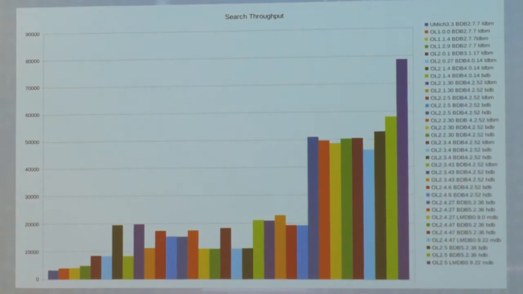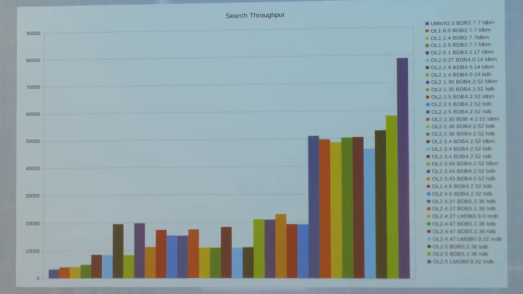Just to give you an idea of where things started and where we are today: on the very far left is the original UMich 3.3 LDAP code, and on the very far right is the current 2.5 code that's in Git master. The scale of magnitude from there is actually 100 to 1. On the far left, we're doing 60 milliseconds per search, and on the far right, we're doing 0.6 milliseconds per search.